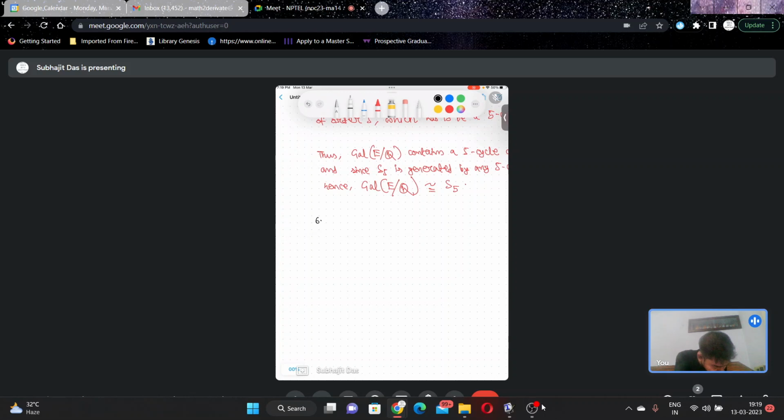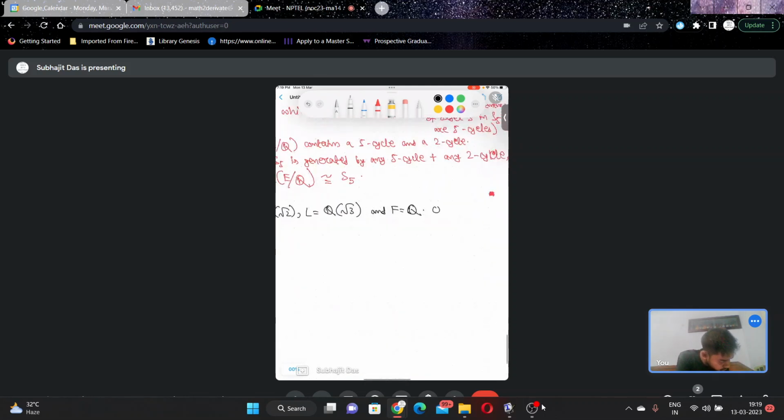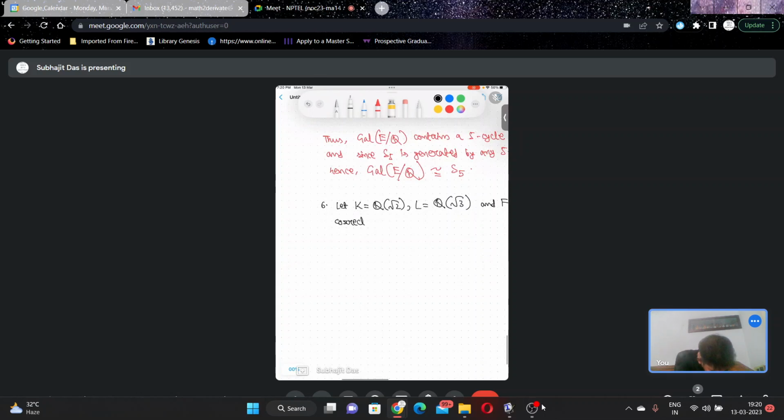So problem 6. Let K be equal to Q adjoined with the square root of 2, L be equal to Q adjoined with the square root of 3, and F be equal to just Q. So we need to choose all the correct options. Option A says that the degree of KL over K is equal to 4. Option B says that the degree of KL over L is equal to 4.